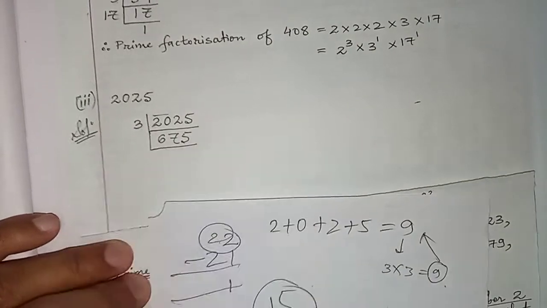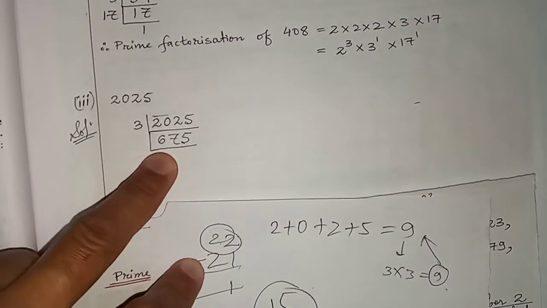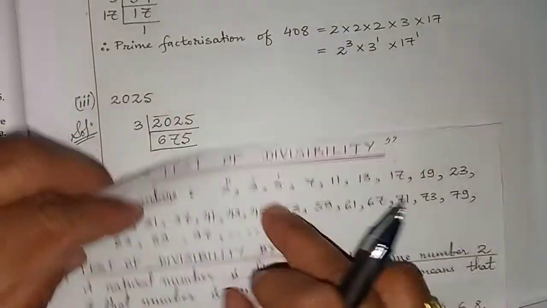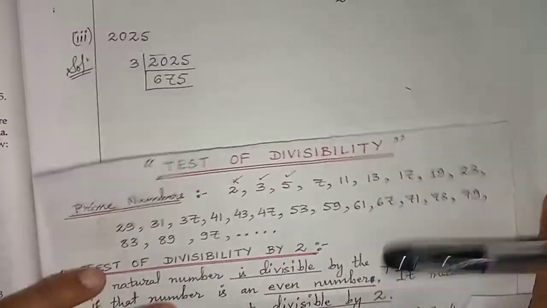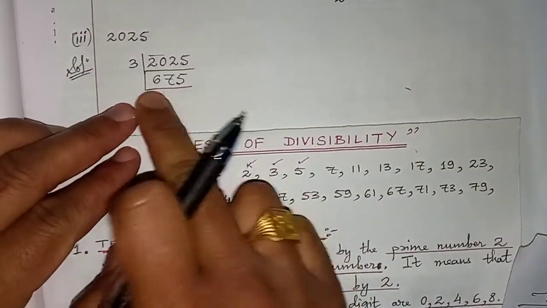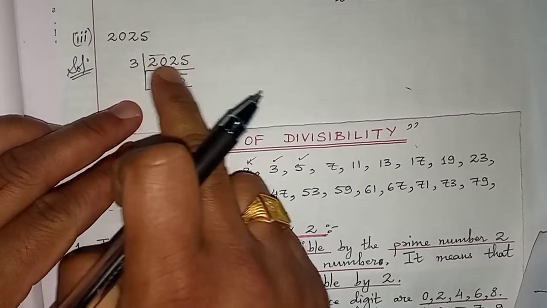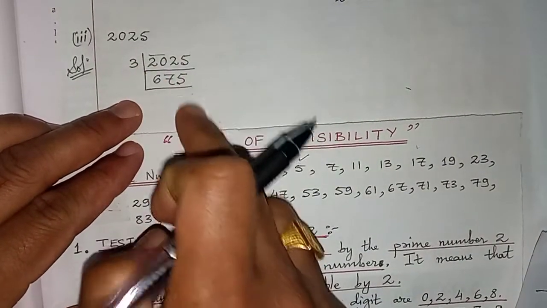Okay, this 3. Now again, I want to tell you one thing clearly: there is no need to test for 2 again, because if you are not able to divide by 2 in the beginning, then at a later stage also you will not be able to divide by 2 anymore.